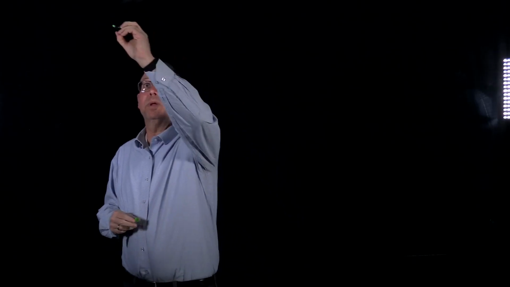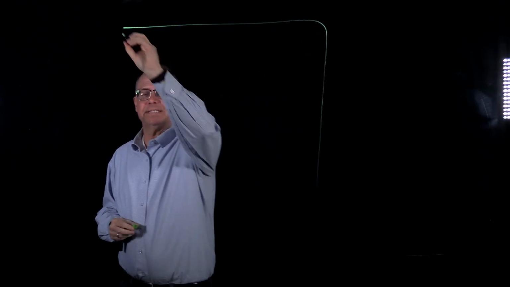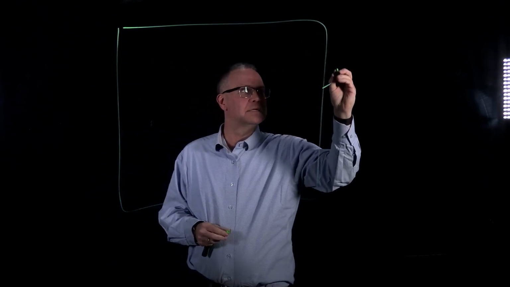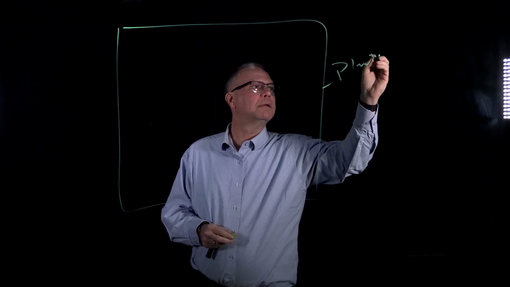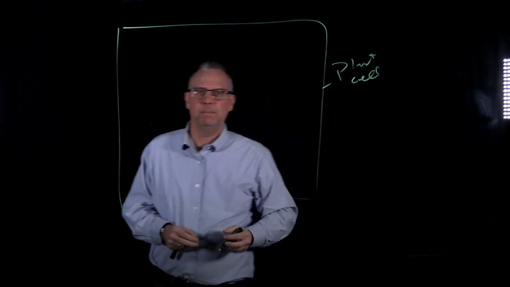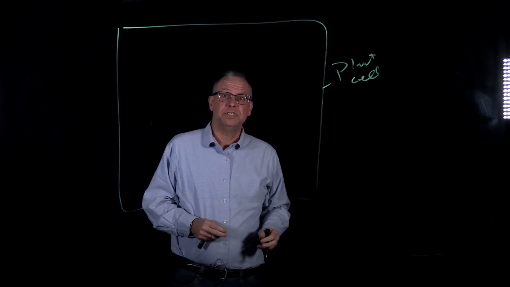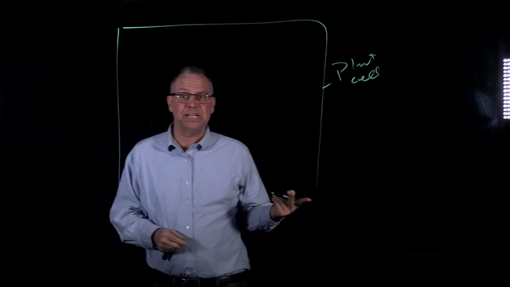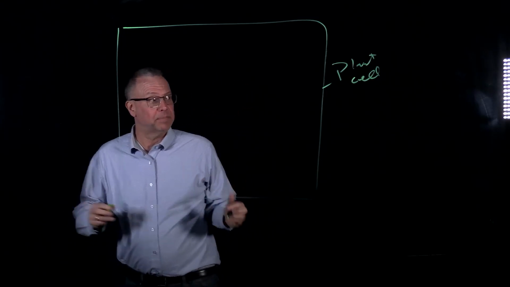All right, everybody. I want to talk about photosynthesis a little bit. And if we're going to do that, we need to start with a plant cell. This is a plant cell. There's two different kinds of reactions that happen within the plant cell.